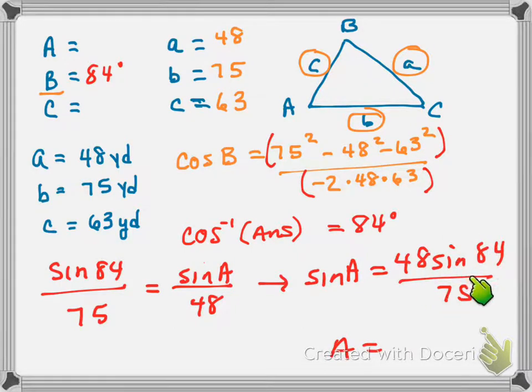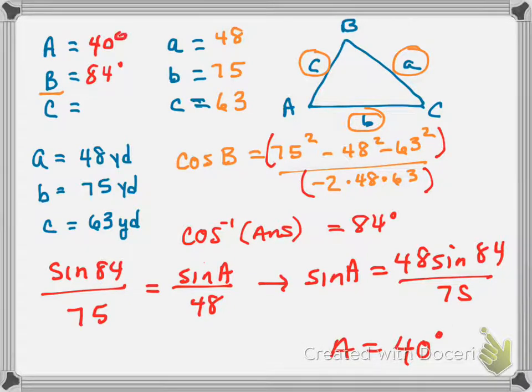All right, so this part right here gives you 0.636, and then you do inverse sine of that, and it rounds to 40 degrees. I got 39.5, round it to 2 decimal places, and we get 40 degrees. So I have 40 degrees here for angle A.